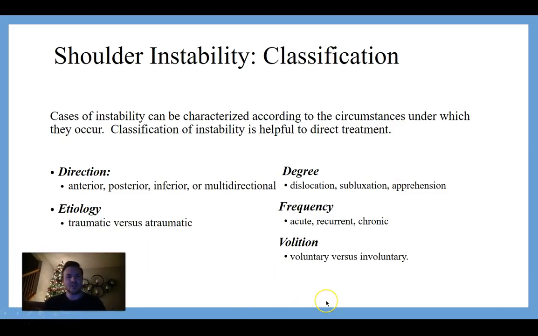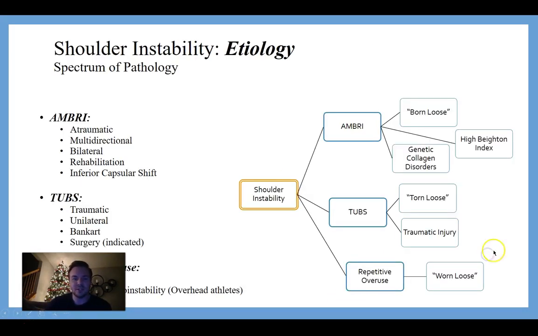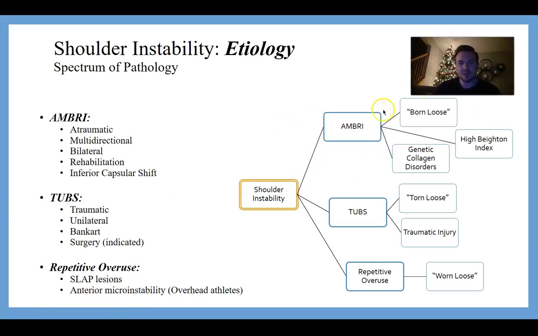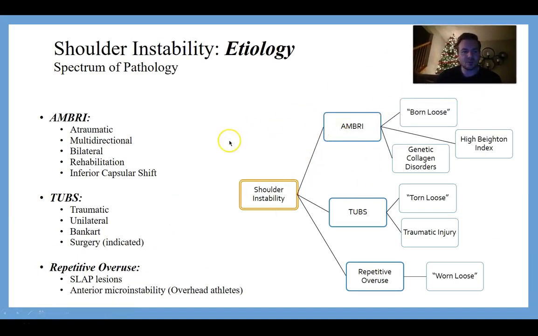So, as we move on here, instability can be characterized according to several different factors, and the big ones here are direction, etiology, degree, frequency, and volition, and we'll dive a little deeper into all of these as we go. So etiology, we're thinking there's three big types. One is what we call an AMBRI, which stands for atraumatic, multi-directional, bilateral. Bilateral meaning both sides obviously are affected.